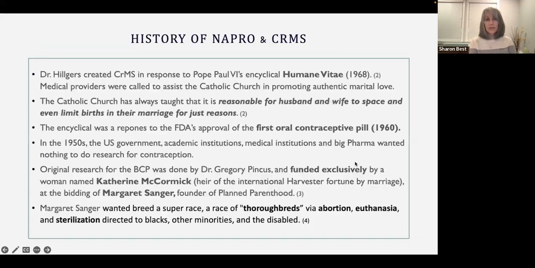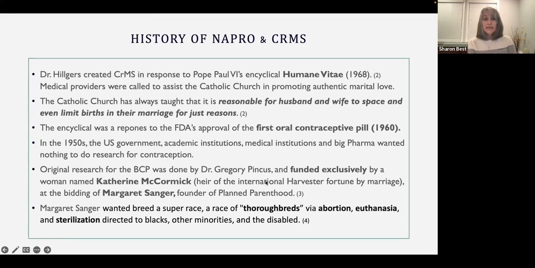So a little more about the history. So Dr. Hilgers created the Creighton model system in response to Pope Paul VI's encyclical Humanae Vitae, which can be translated on human life. This was released in 1968, largely in response to the FDA's approval of the first birth control pill, which was approved in 1960. Interestingly, in the 1950s, neither the US government nor any of the academic institutions, nor medical institutions, nor big pharma would have anything to do with funding research for oral contraception or for contraception of any type.